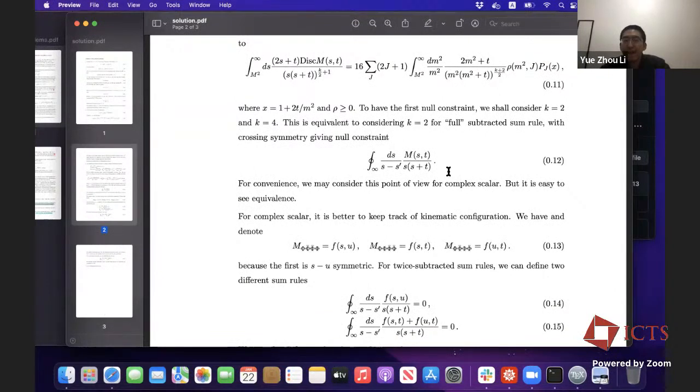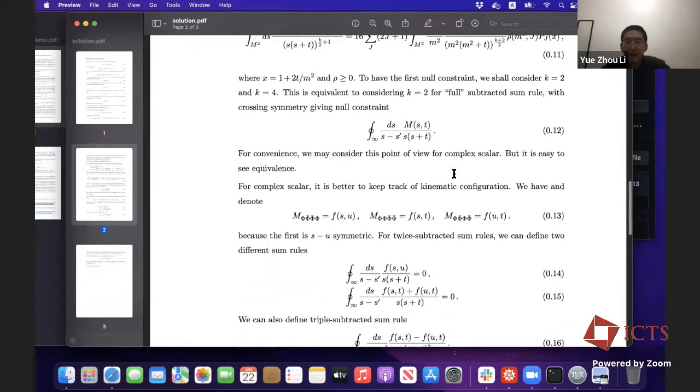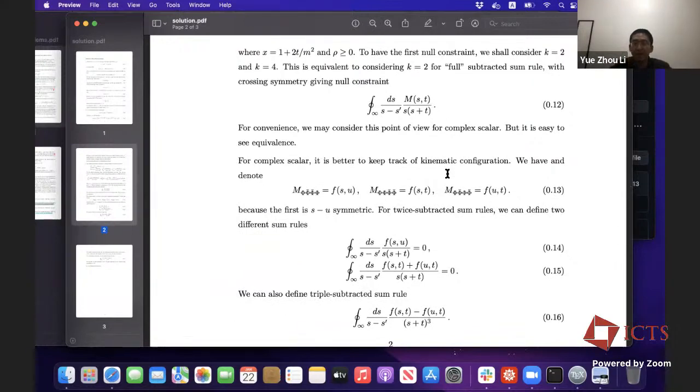For the complex scalar, it's better to keep track of the kinematic configuration precisely. That means that we consider three different amplitudes with different configurations. By configuration, I mean you fix T or you fix U or you fix S. For example, we can consider phi bar phi, which I denote as F of S and U. And we can also consider phi bar phi, which I denote as F of S and T. And we can also just do a permutation of this amplitude, which we denote as F as a function of U and T.